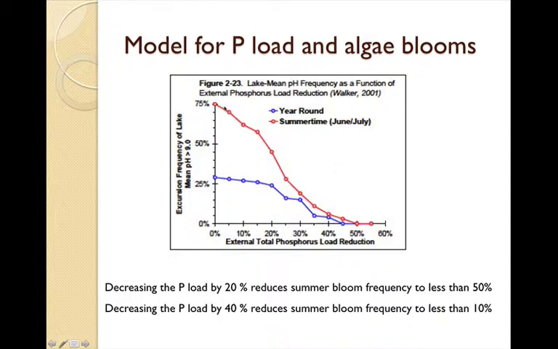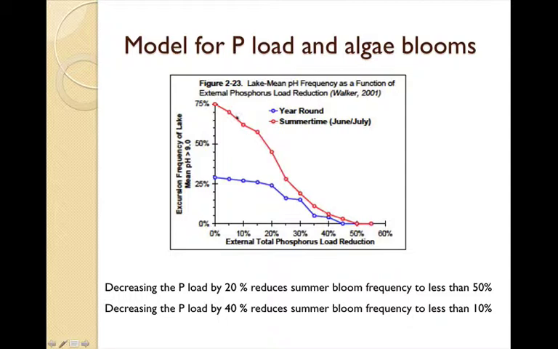And let's just look at the red curve, because that's the summertime, when we have the most extreme blooms. If you reduce the phosphorus load by 20% from what it currently is, you go from 75% of the days having extreme algae to only 50%. So reduced by 20%, you reduce the number of days of bloom from 75 to 50%. But if you go way out here to a 40% reduction in the phosphorus coming into the lake, in the summer there's only about a 10% chance of bloom frequency.